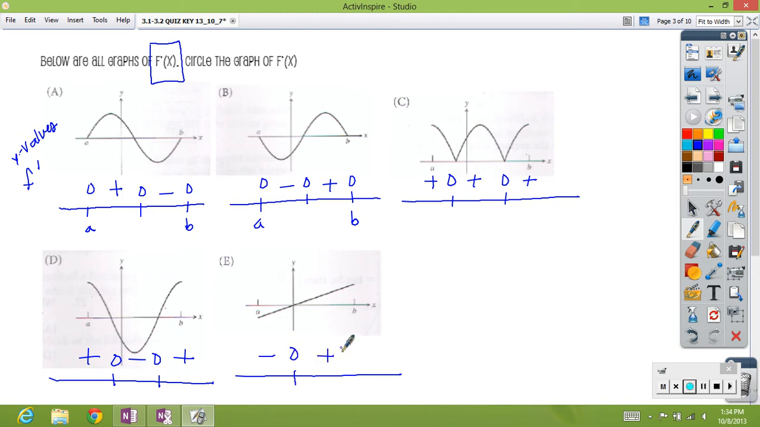And then the answer to the question, I believe, if you look at the sign charts and where the zeros should be, I think the answer was A. I actually can't remember off the top of my head. All right.